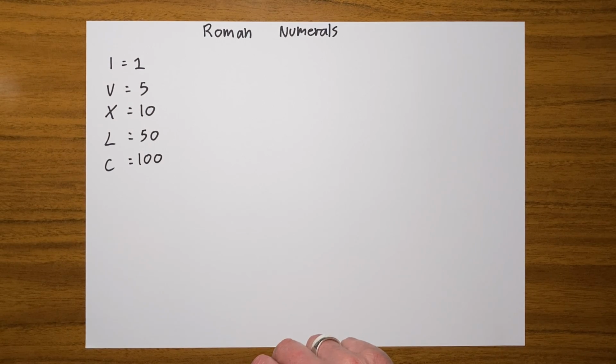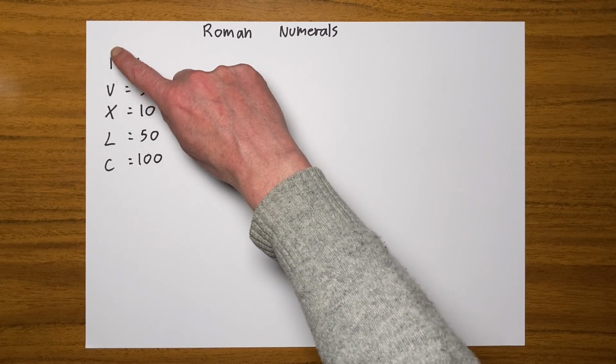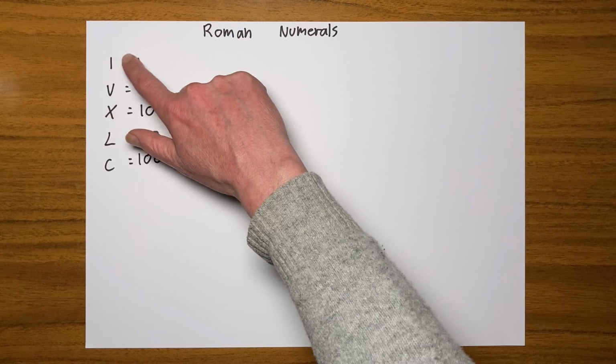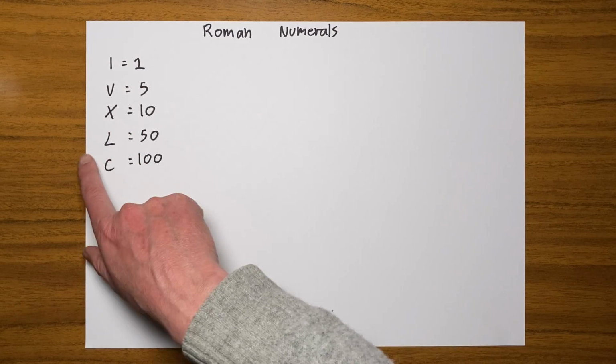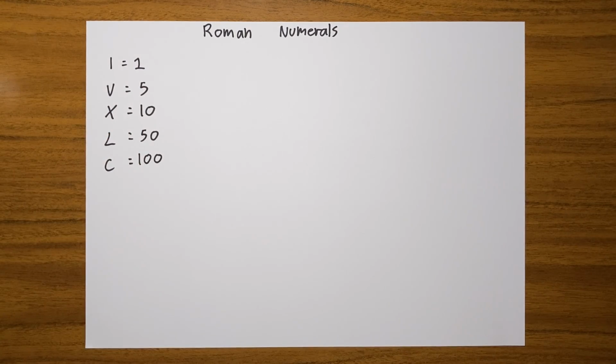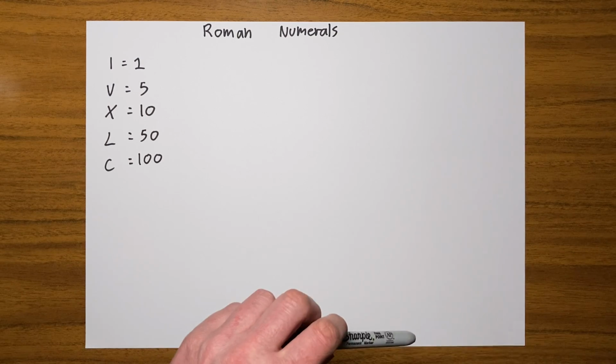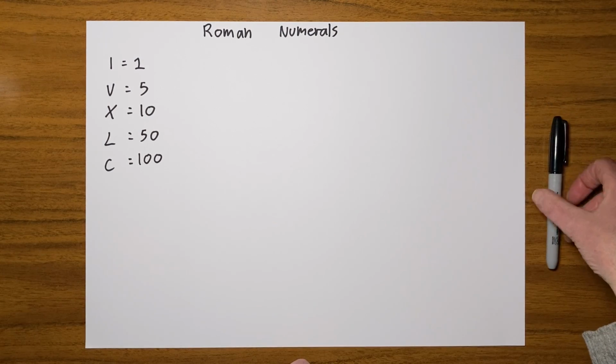The other ones are a bit trickier. I don't really have any good ways of doing it. I tend to always find that I remember that I and X is 1 and 10, V is 5, and then just keep on working on L being 50. Now let's have a little look at how this works.